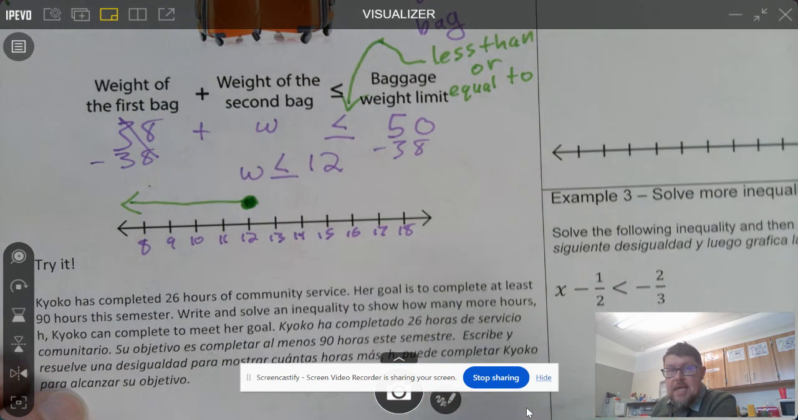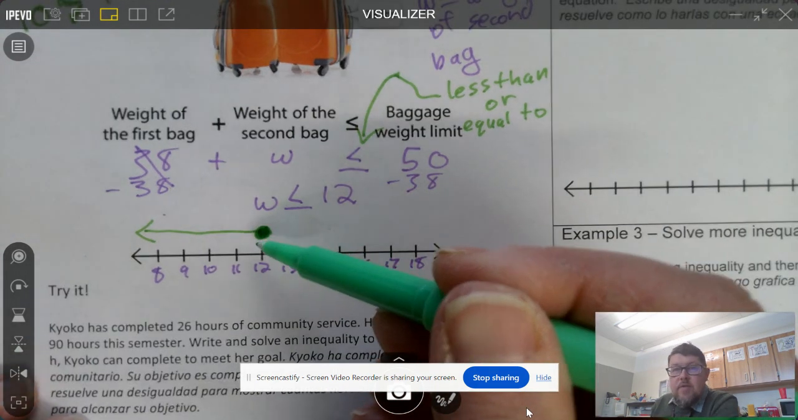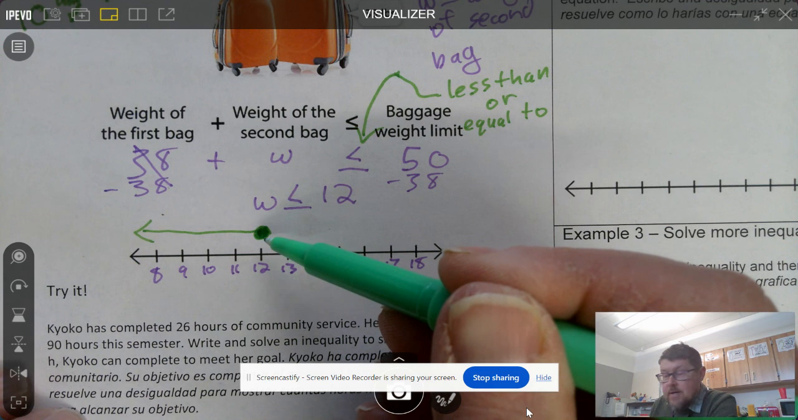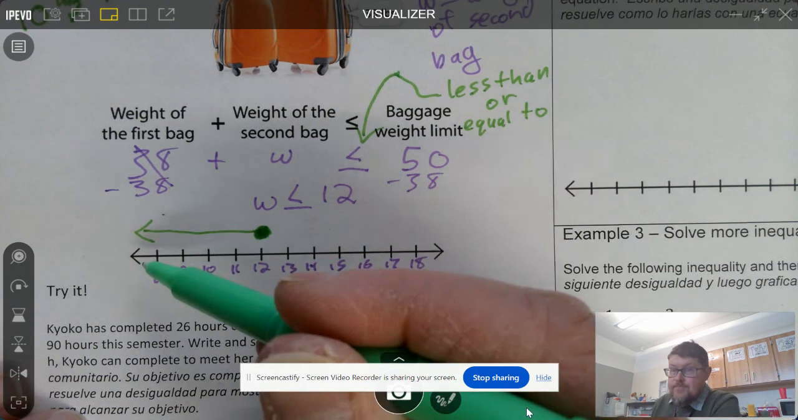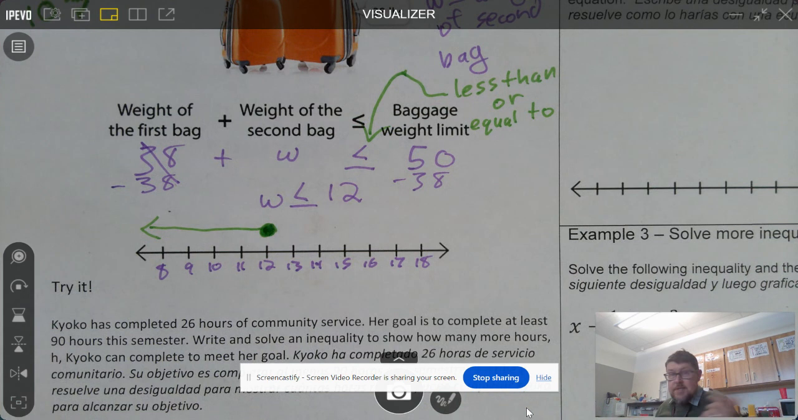So it's basically saying that that second bag can't be more than 12 pounds, but it can be 12 pounds or 11 pounds or 10 pounds, right? It just has to be 12 or less, okay? And that's how we work with these inequalities, okay?